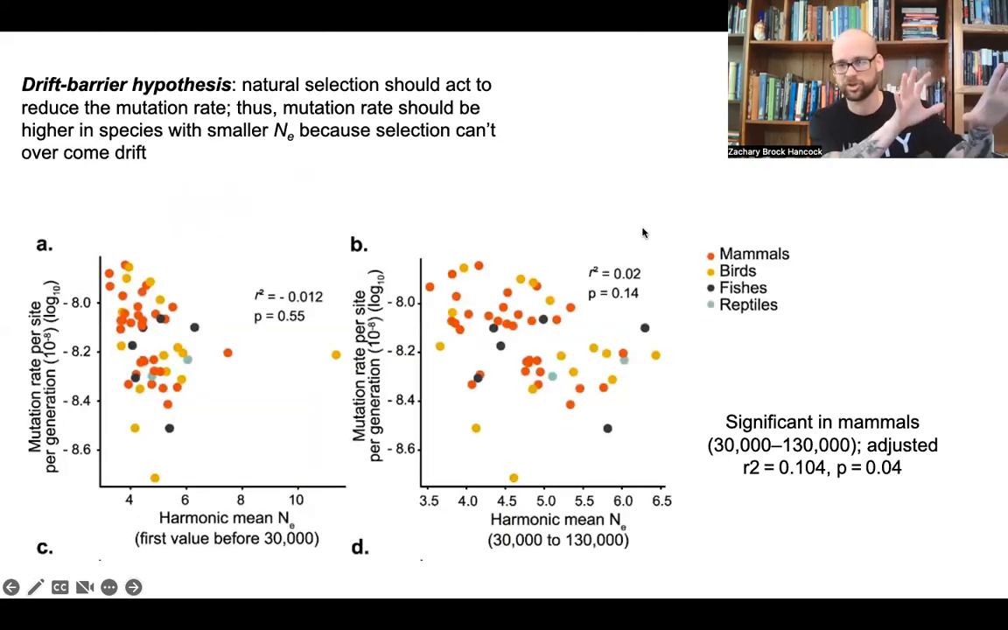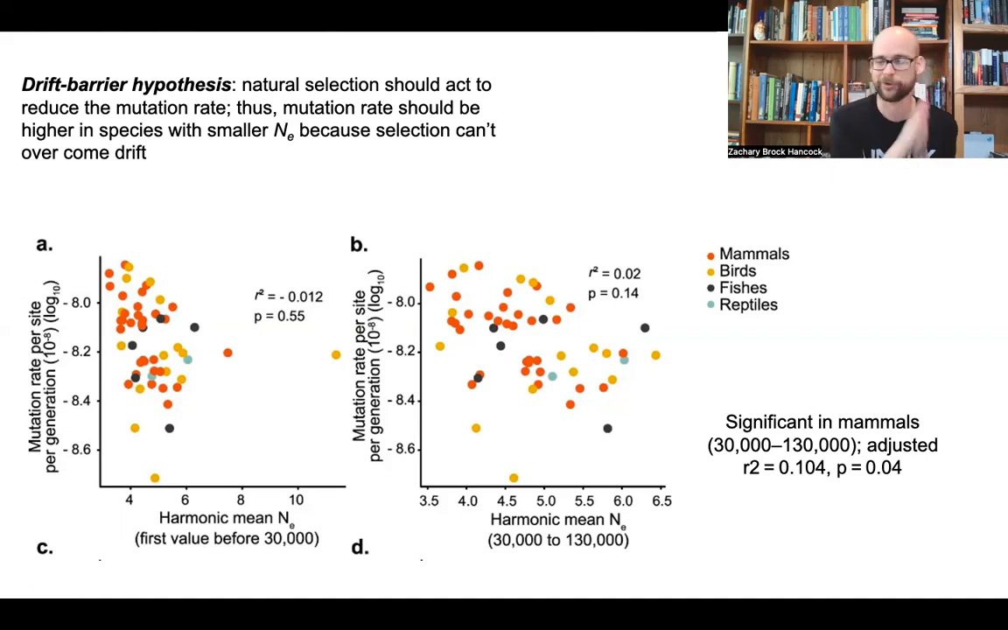Okay, so remember, I'm keeping the drift barrier hypothesis up here, and then here are two different plots. For one, we just look within the first 30,000 years of a species' history. So from the present day, going back 30,000 years, what's the average population size over that time? Is there a relationship? No, there's no relationship. You can see right here that across all of these organisms, there's no clear correlation. If we do the same thing, but we look just between 30,000 and 130,000 years, we're discarding the earlier part, we're discarding anything deeper, we're just looking at that window of time.